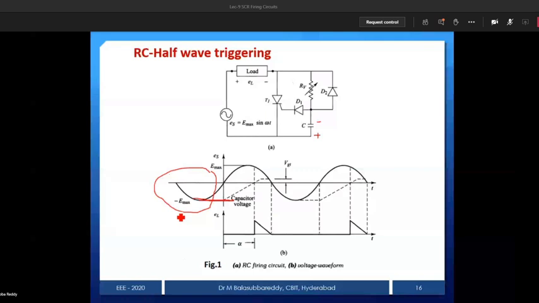Now, during positive half cycle, what will happen? Anybody know? Negative half cycle is over. During positive half cycle, what will happen? Sir, the charge of the capacitor will conduct D1, sir.